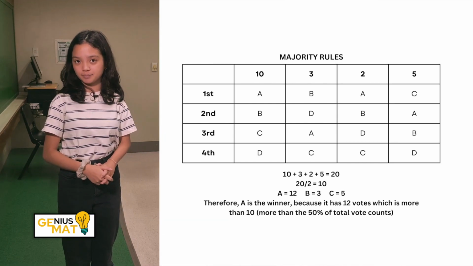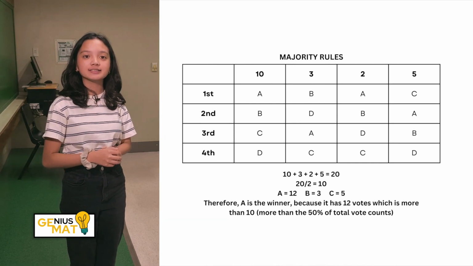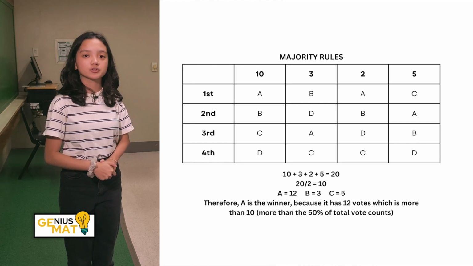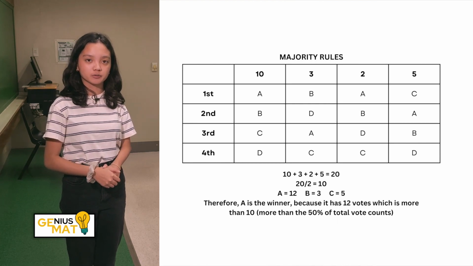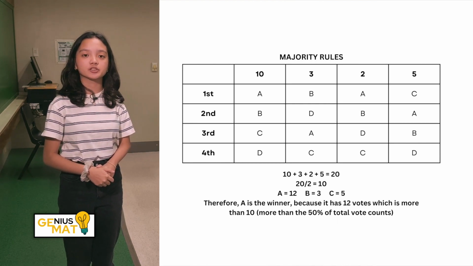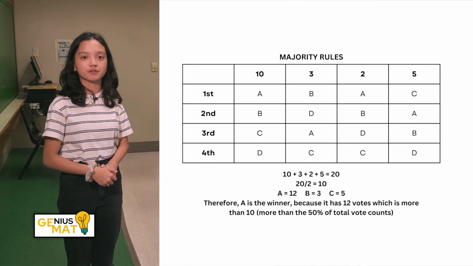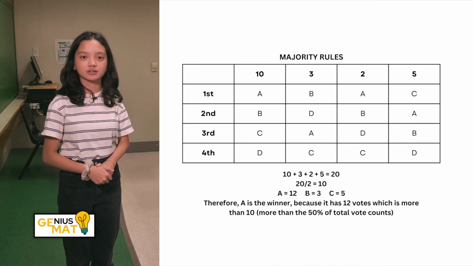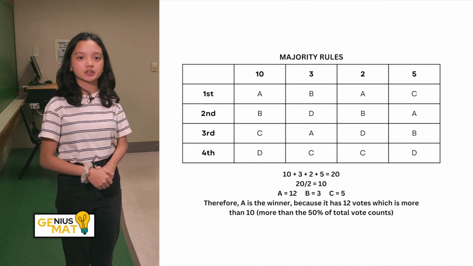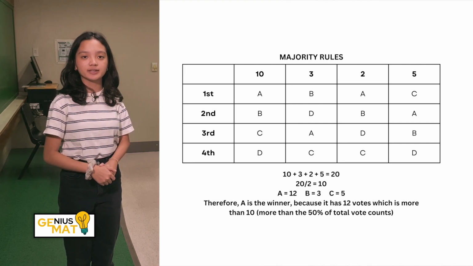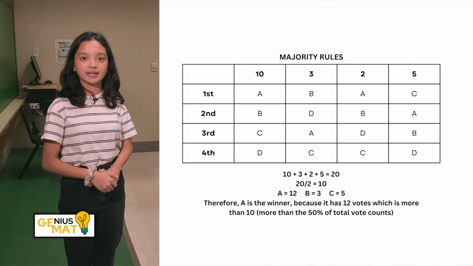First, let's discuss majority rules. As you can see in the table, the total votes total to 20. In majority rules, the candidate who receives the majority, or more than 50% of first place votes, wins the election. Therefore, the candidate shall get more than 10 votes (20 divided by 2) in order to win the election.